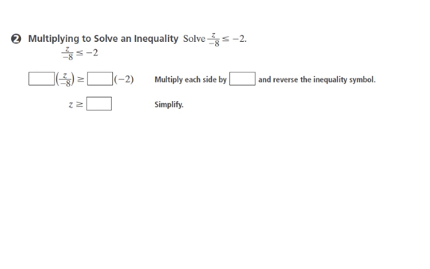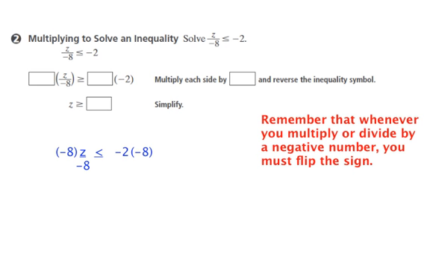Example 2, multiplying to solve an inequality. We need to solve z over negative 8 is less than or equal to negative 2. Begin by writing down the problem. Z over negative 8 is less than or equal to negative 2. Remember, we're trying to get z by itself. So to undo what's happening to z, we're going to have to multiply both sides by negative 8.